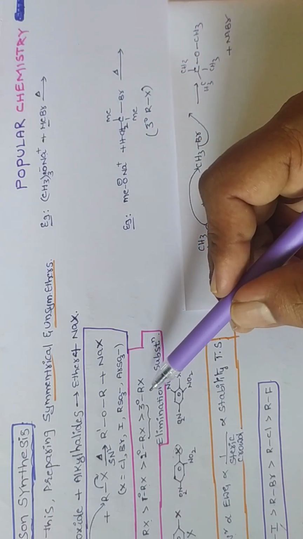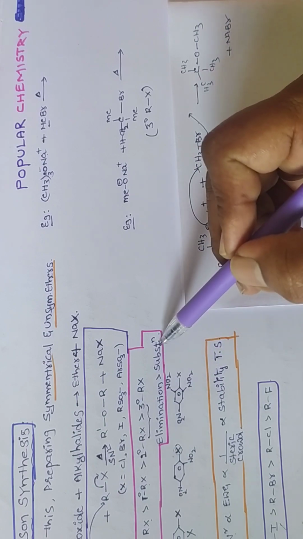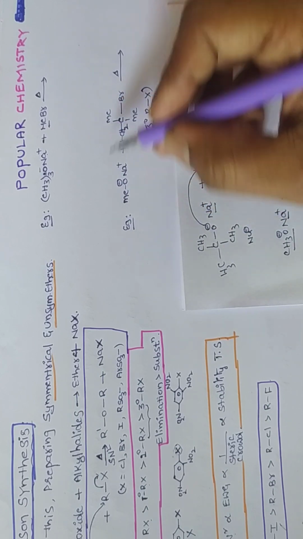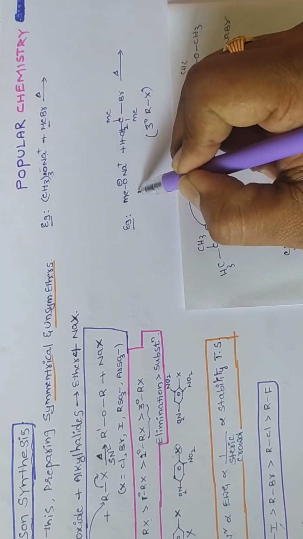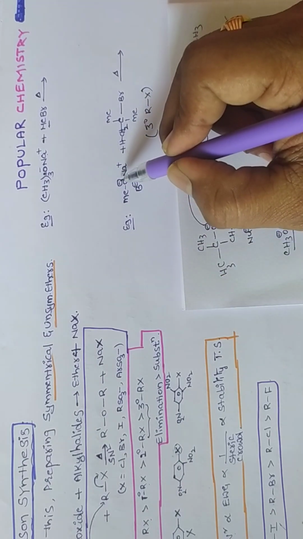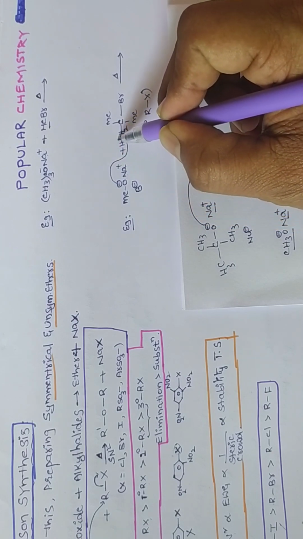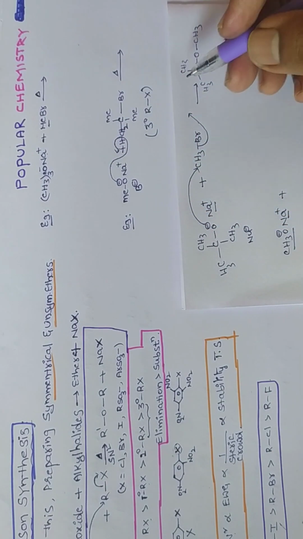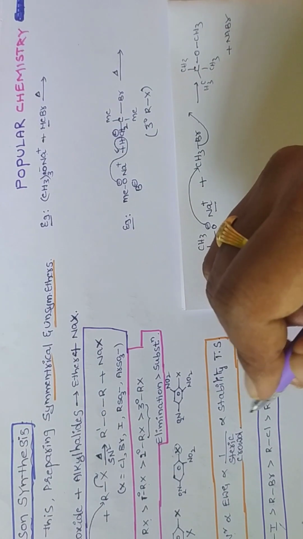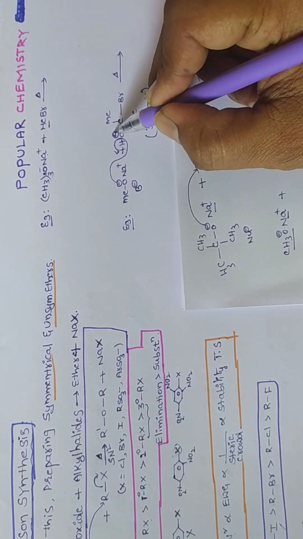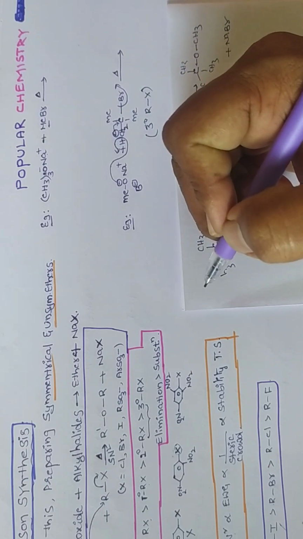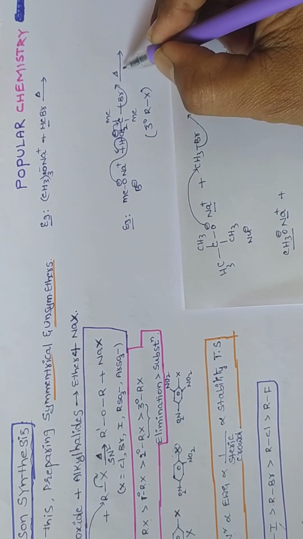A 3 degree alkyl halide undergoes elimination rather than substitution. Because of steric hindrance, this sodium methoxide will act as a base. The base abstracts this alpha hydrogen. Then the carbon has a negative charge, which is highly unstable, so it immediately gives the electrons to this one, and the leaving group leaves. So it follows an E2 mechanism.